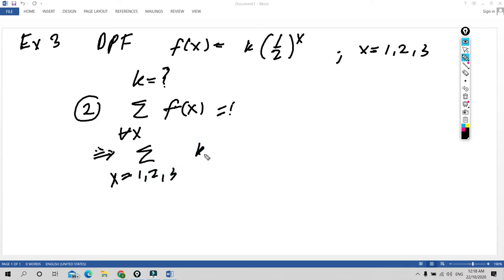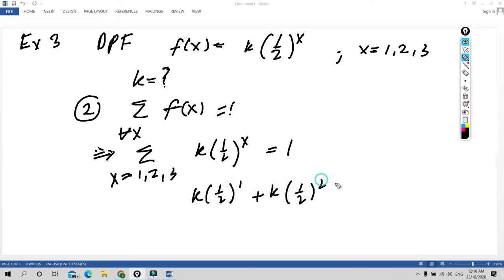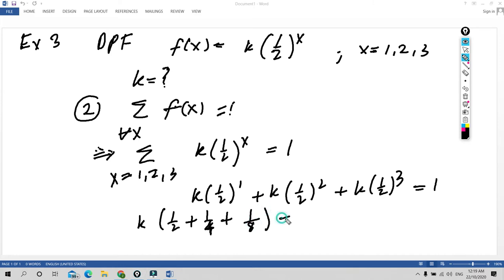So f(x) is k (1/2)^x. This is equal to 1. Okay. So to solve this one, you can write like this: k (1/2)^1 plus k (1/2)^2 plus k (1/2)^3. This is equal to 1. So in other words, you can write like this: k times 1/2 plus 1/4 plus 1/8 equal to 1.